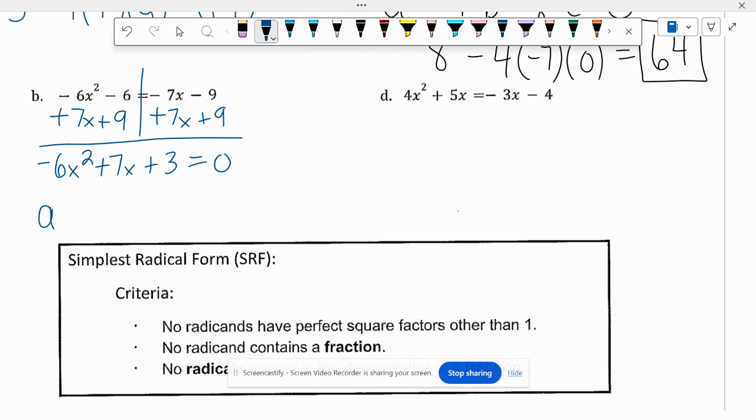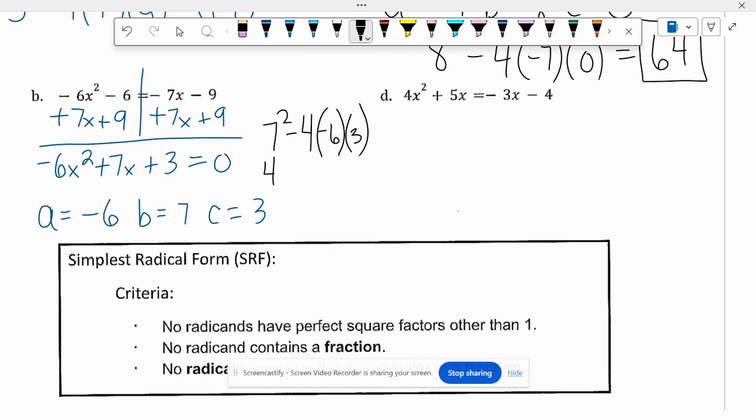What's the value of A? Negative 6. What's the value of B? What's the value of C? 3. So B squared, that's 7 squared, minus 4 times A times C. So 49 minus, let's see, a negative times a negative is a positive. So this really is going to become 49 plus 72, I think. Yay or nay?